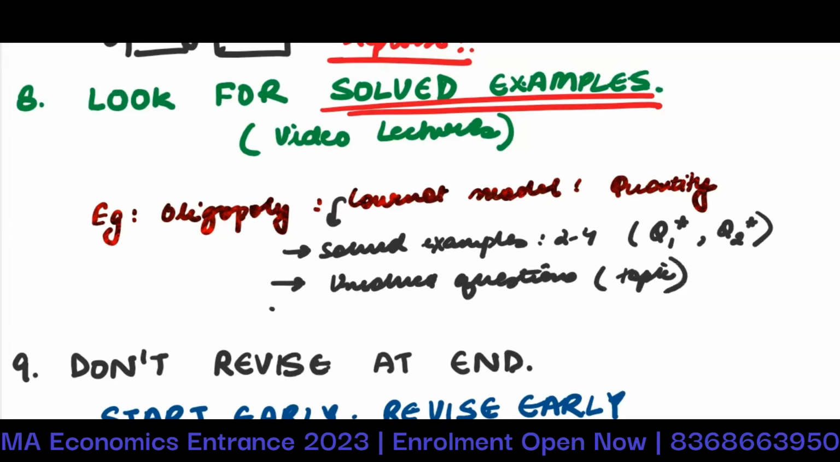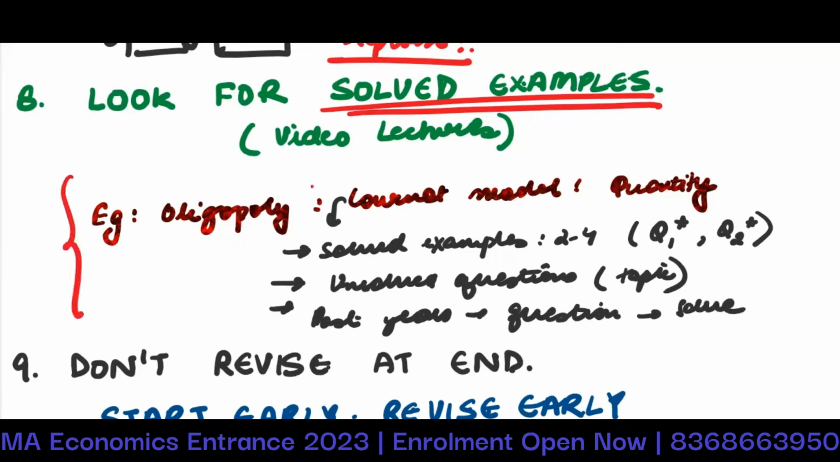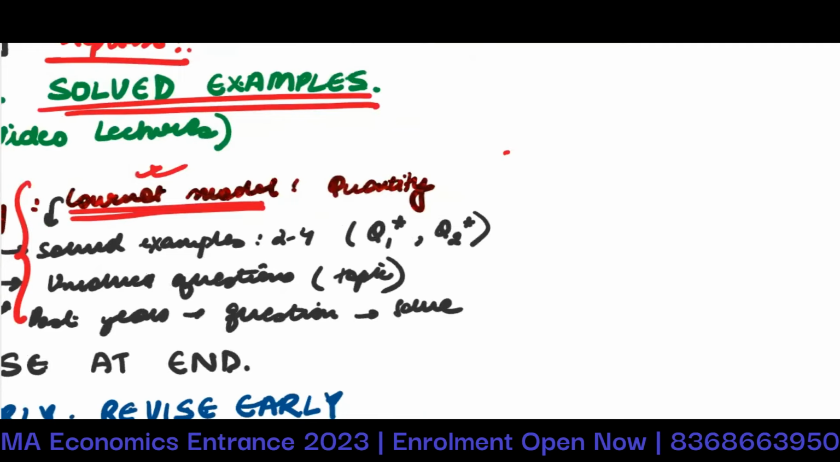Then what will be your step? You will pick up the past years, look at the questions on the Cournot model. I think it came in one of the IIT papers also, and solve those past years. Then you can assume that you know the Cournot model well. And do different types here.